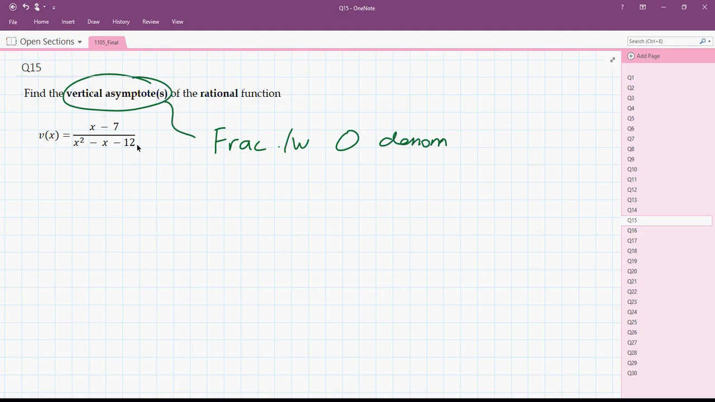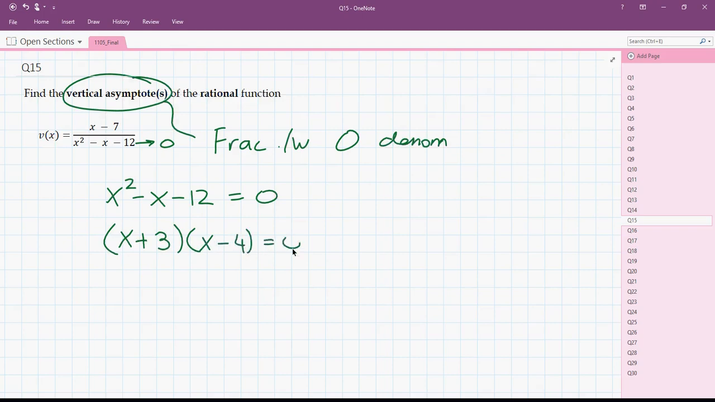So looking at this fraction, we're going to take the denominator and set it equal to 0. So we have x squared minus x minus 12 equal to 0. If we carry out that factorization, we get x plus 3 times x minus 4 equals 0. Solving each of those individually for 0, we get x is equal to -3 and x is equal to +4. Each of those represents a vertical asymptote. The function is not evaluatable at that point, and it approaches it asymptotically from both sides.